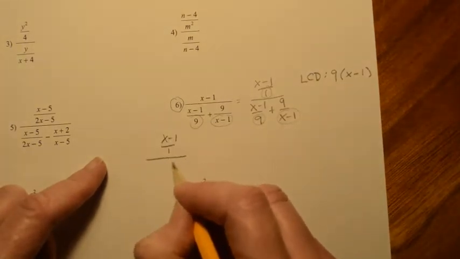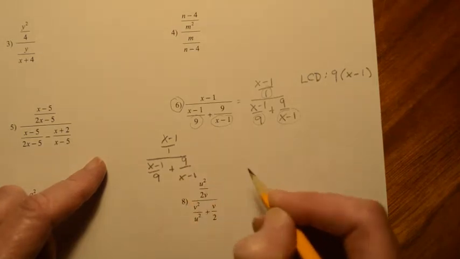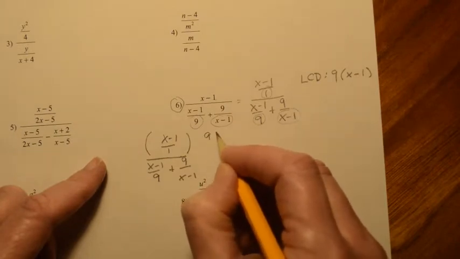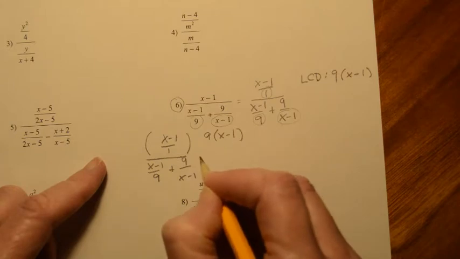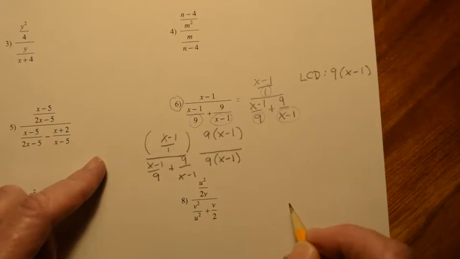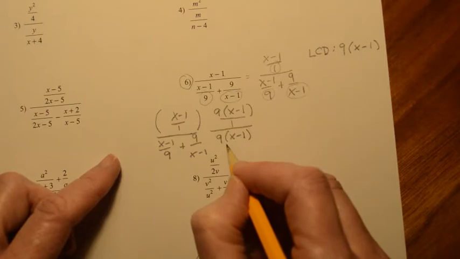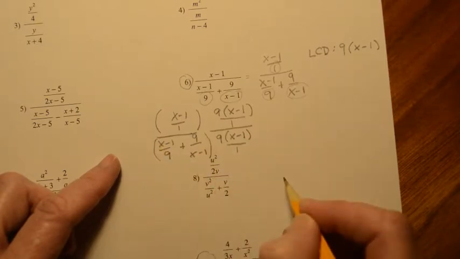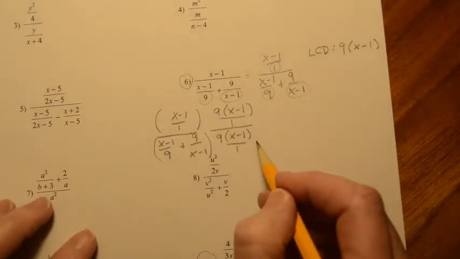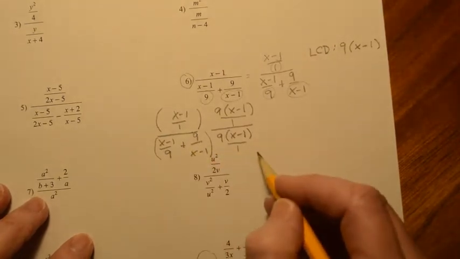So what we're going to do is take our (x minus 1) over 1, divided by (x minus 1) over 9 plus 9 over (x minus 1), and we're going to multiply top and bottom by the LCD. So again, we need to make sure that the 9 times (x minus 1) gets multiplied in the top, and the 9 times (x minus 1) gets multiplied in the denominator. And as I said in class, for some reason it's just visually easier if everything is fractions like that. So that you can see, these are all the numerators, these are all the denominators.